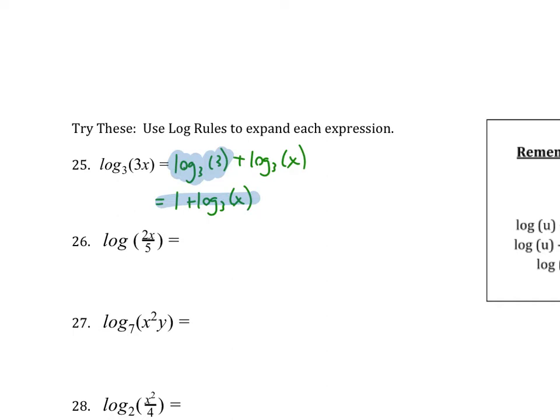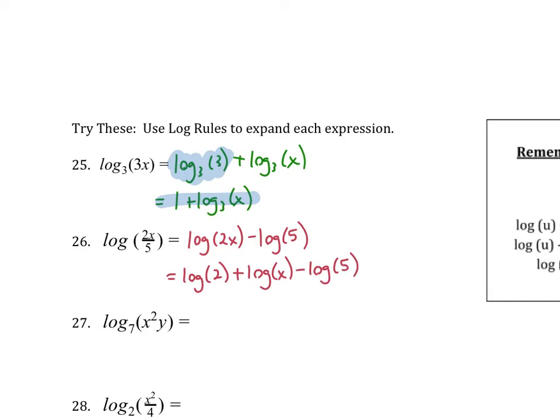I have two situations here. I have division and I have addition. So let's look at this. I'm going to do the division first. So I have log of 2x minus log of 5. But then multiplication means I'm really adding, so I get log of 2 plus log of x minus log of 5.